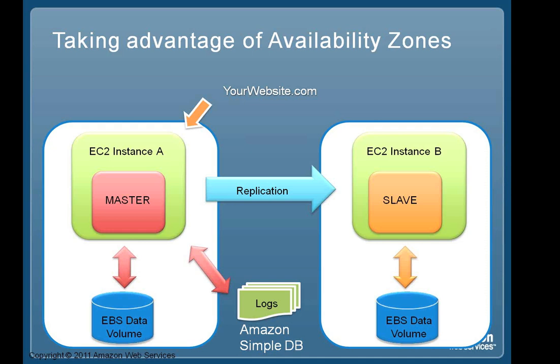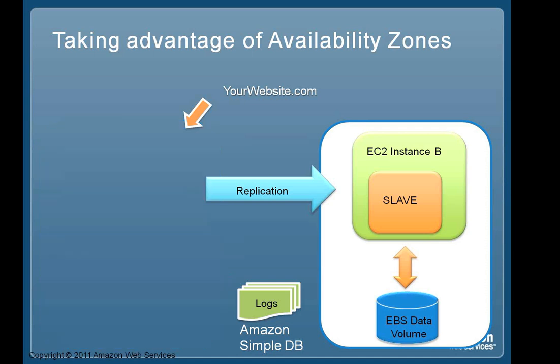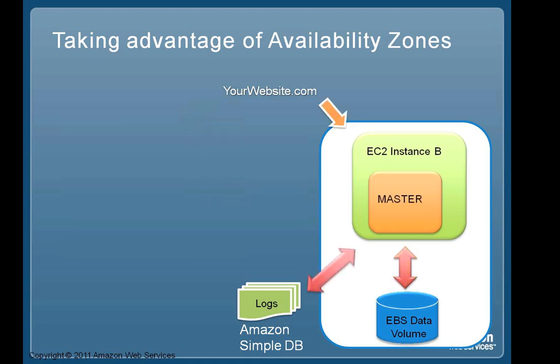So here again, we have instance A, which is the master, instance B, which is the slave, and replication between them. So let's take a look at what happens when there is an issue in the availability zone. Well, the availability zone will disappear. Replication will stop functioning, and monitoring would pick this up, and you would take the elastic IP and remap it to instance B now.